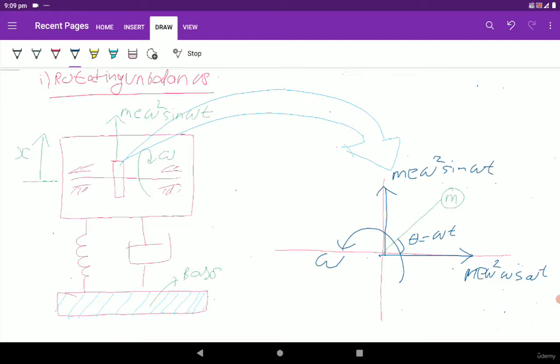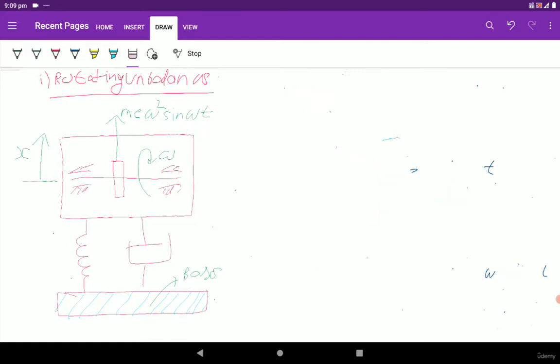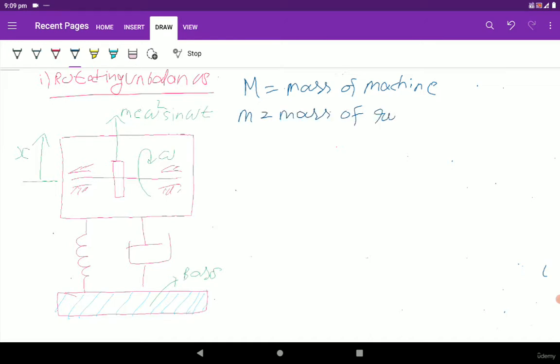So what is the nomenclature? Let's understand the nomenclature for this case first. Here capital M is the mass of the machine, small m is the mass of the rotor, and small e is equal to the eccentricity of the rotor.